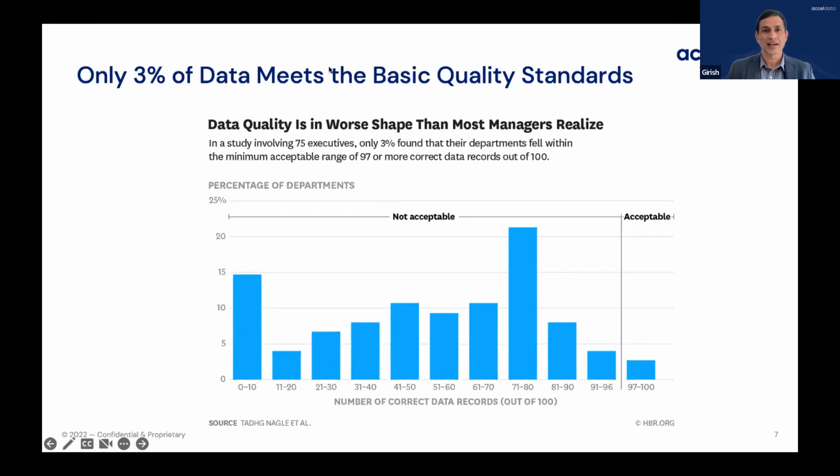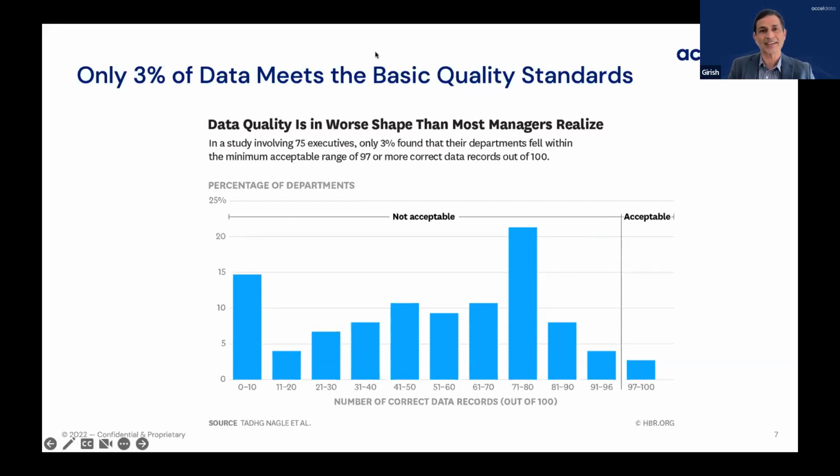Okay, perfect. Thanks, Krishna. So this is a statistic from Harvard Business Review. When they polled data leaders and asked, what's your confidence in the data quality, only 3% said they have some sort of confidence that it's average data quality. Interestingly, yesterday I was in New York hosting a CDO session on data quality. I polled the audience, and the confidence was even lower than this.